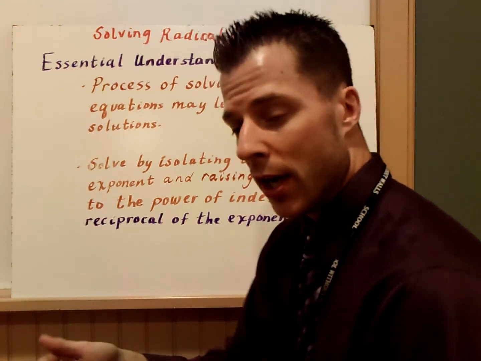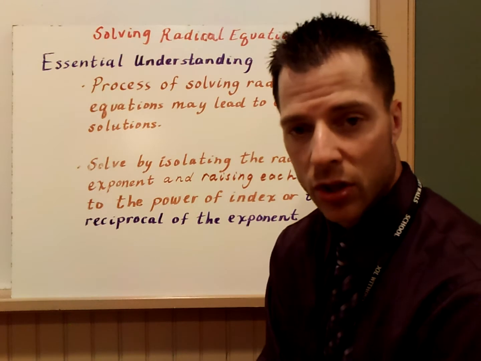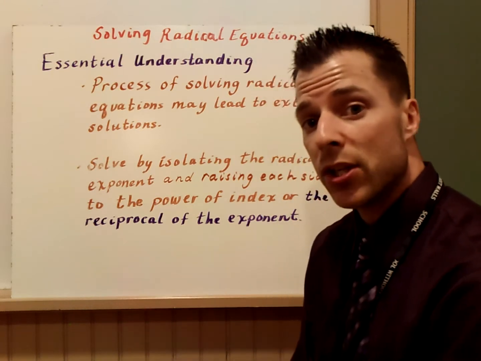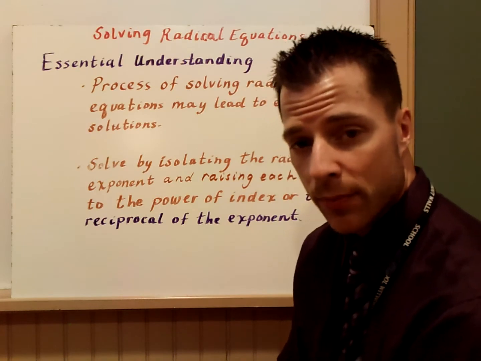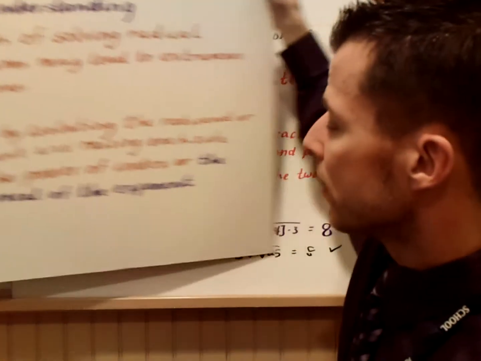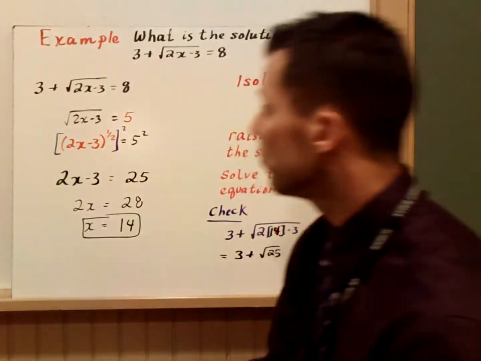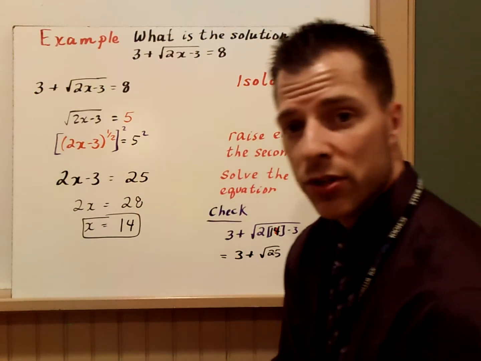So just like before, isolate the radical or isolate the exponential and get this alone. How to do that is either you raise each side to the index or raise each side to the reciprocal of the exponent, depending on the equation I give you. For example, in this first one we have a radical. What is the solution of this function?